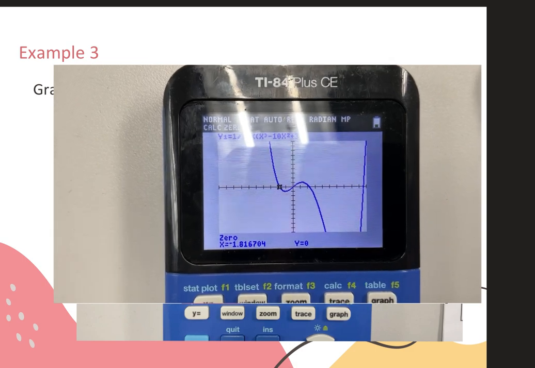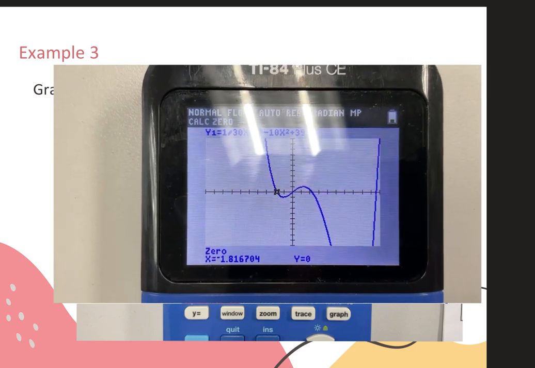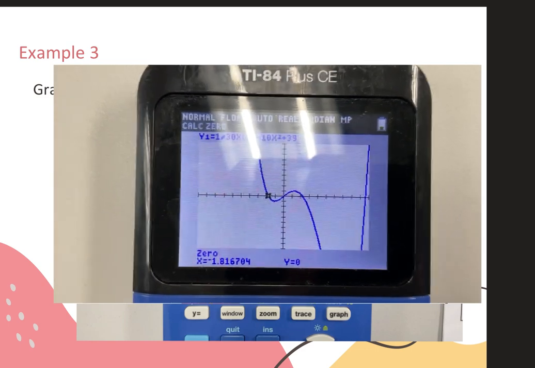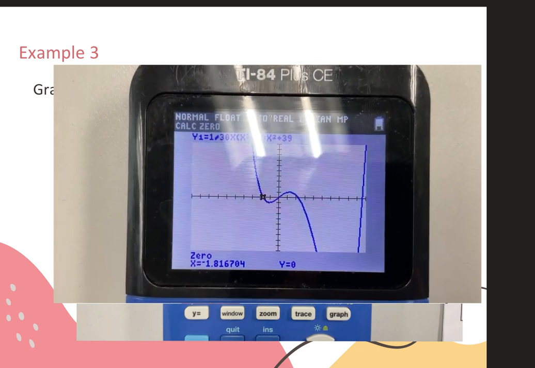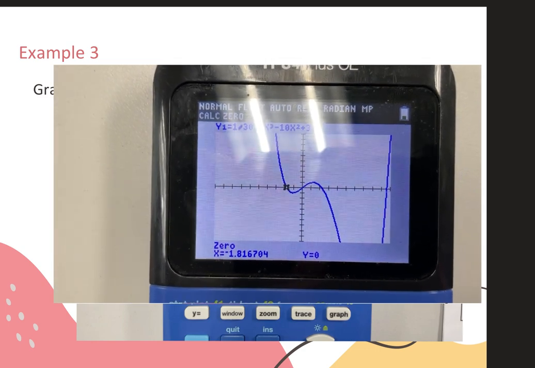It brings me to the first zero, which is negative 1.816704. I think your test, when you get to it, says to round to the nearest 10th. So that would be like negative 1.8. And then I'm going to do it again for the next one.